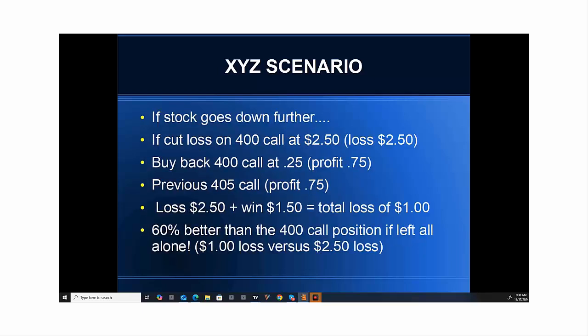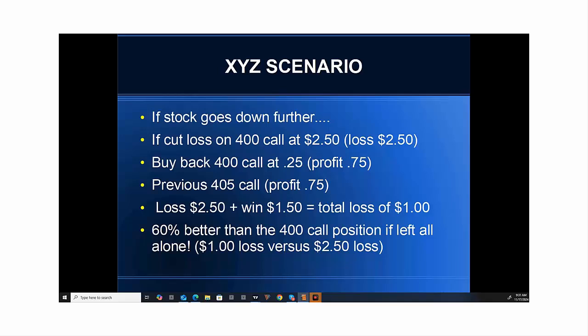Now, if the stock goes down further and we decide, okay, this is just wrong, let me get out. So I'm going to sell that call at $2.50. Remember, because it's a long dated call, it's not going to go down as fast. It's not going to lose time premium as fast as a short dated. So if it gets down to half what I paid for it, I may say, okay, that's enough. Let me out. At that time, I'm going to have to buy back the 400 call at 25 cents.